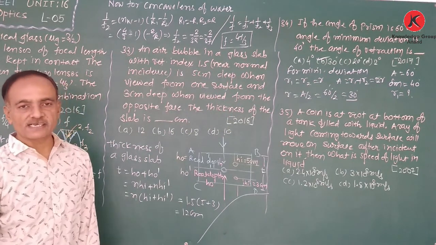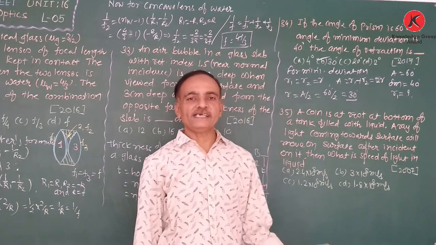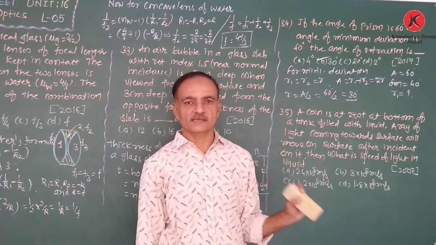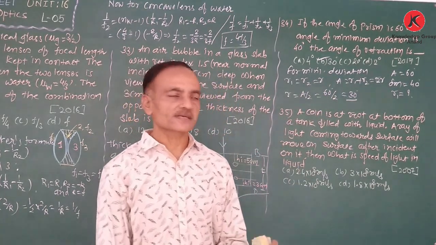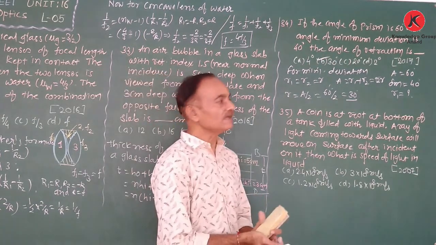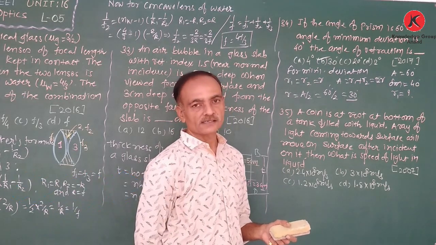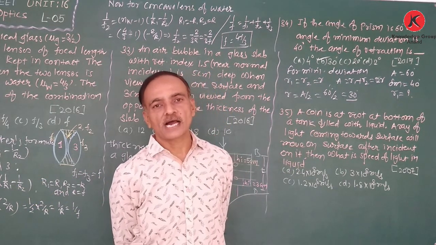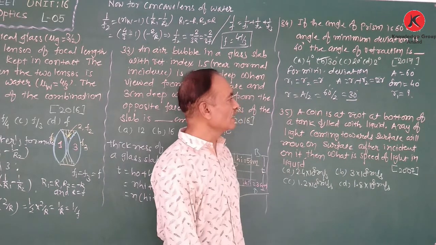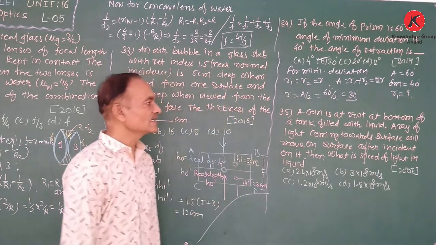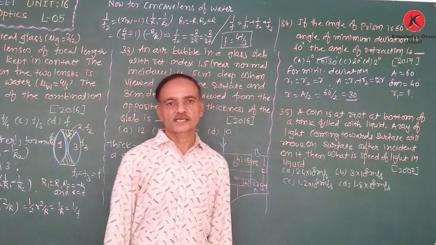Here minimum deviation is given, that means whatever the incident ray in a prism, the refracted ray is parallel to the base of the prism. Therefore, I1 and I2 have the same value for the minimum deviation condition. Due to that reason, we take I1 is equal to I2 is equal to R. And using the concept A is equal to I1 plus I2, that means 2R. Therefore, angle of refraction R is equal to A by 2. A is given 60 degree. So 60 by 2, 30 degree.